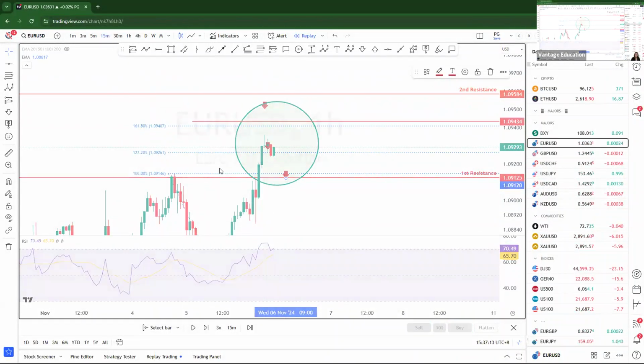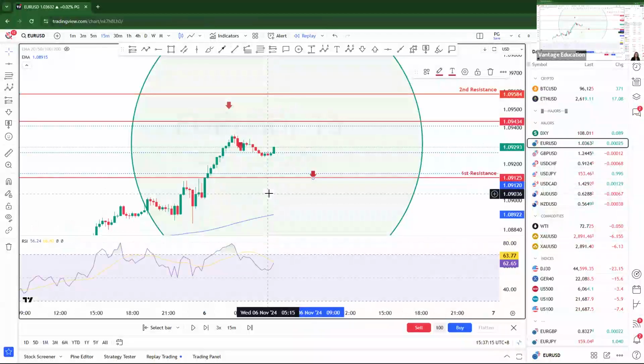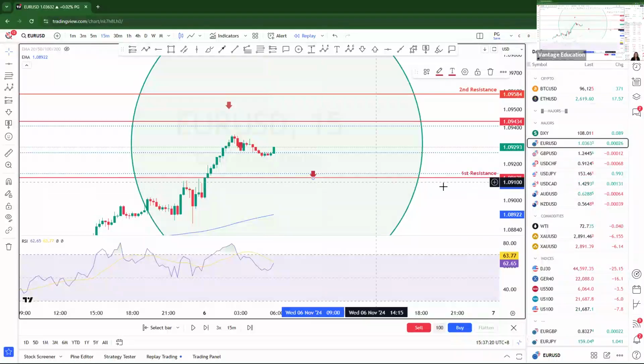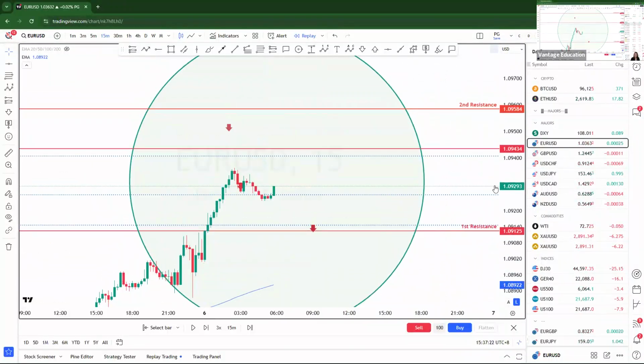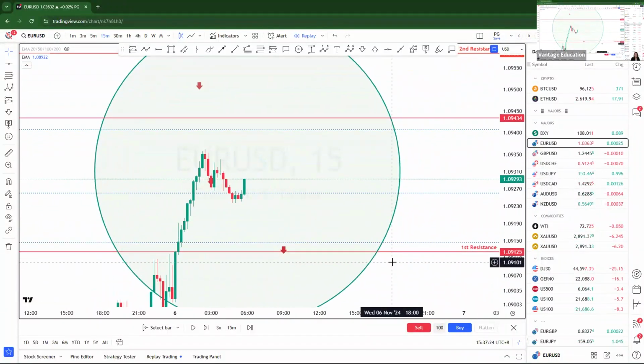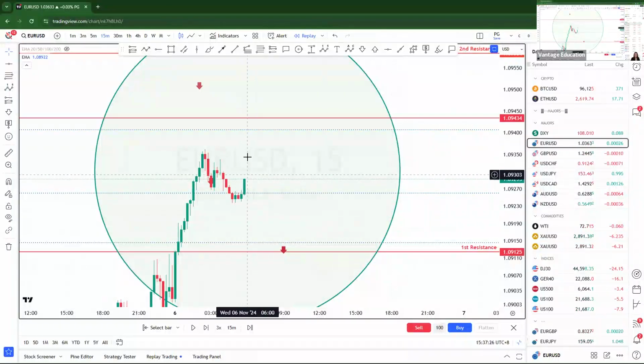Overbought. What about I go to M15? Now, why do I need to go down to the lower time frame? Because I want to see whether price is going to revert from this level. Okay, go to M15. Oh, it seems like price is going to revert.